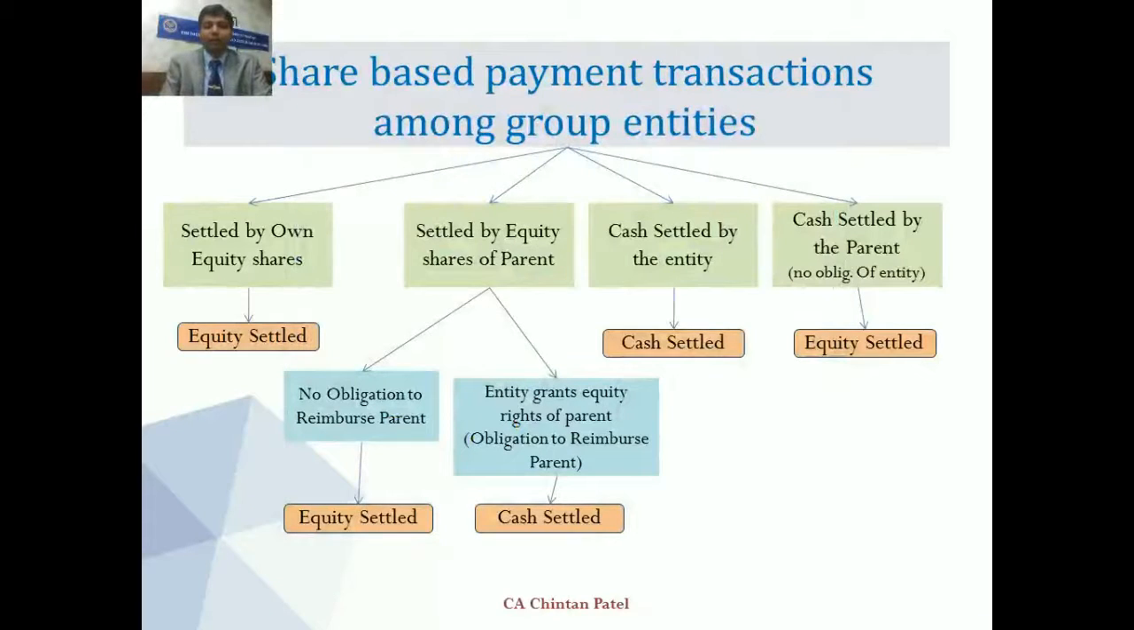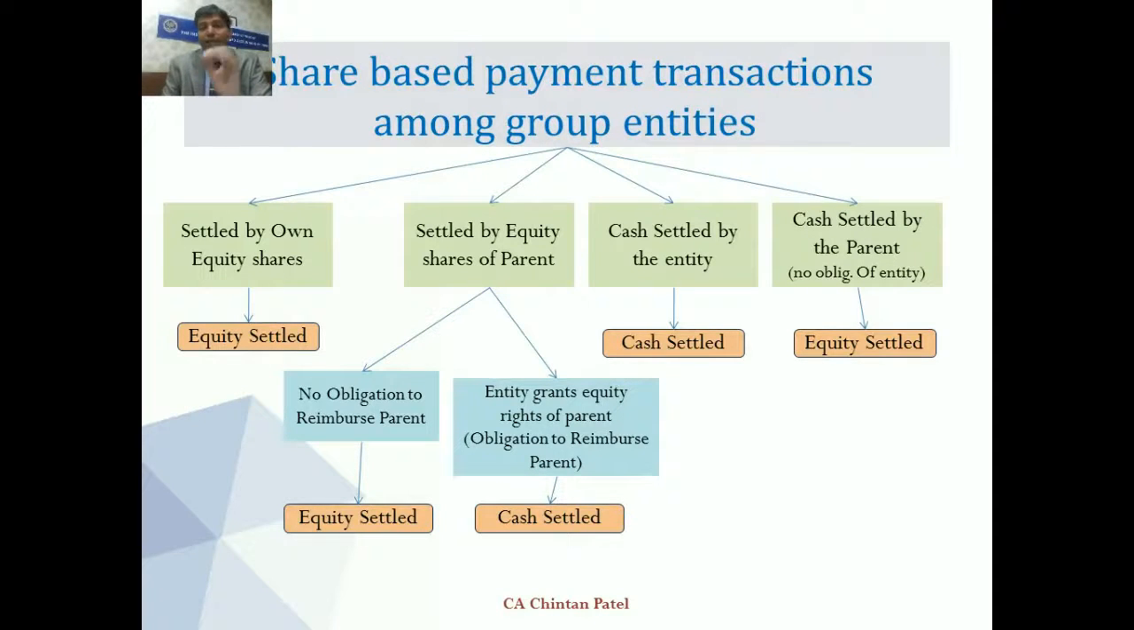So there are these kinds of situations. One, if it is settled by its own equity shares. I will try to include all kinds of situations in this particular slide. If the subsidiary company is settling the obligation by issue of its own equity shares, it's very easy. We already discussed it is equity settled. Last part is that if it is to be settled by cash by the subsidiary company, it is again very simple. You have to use a cash settled share-based payment.